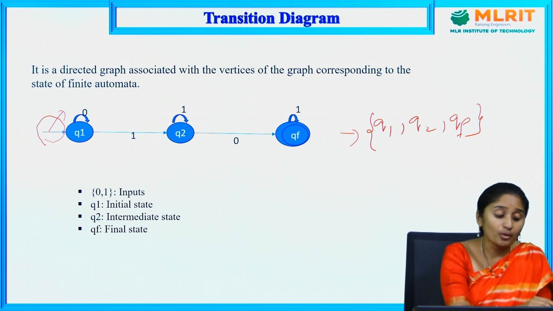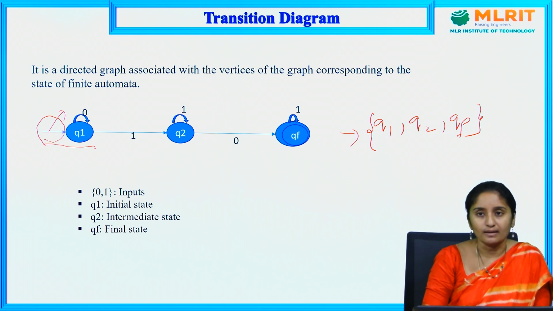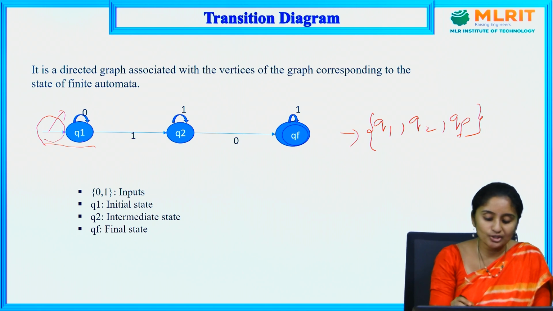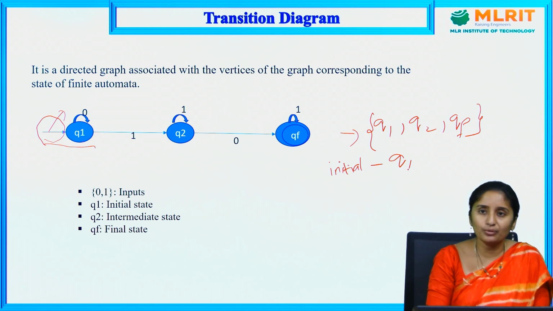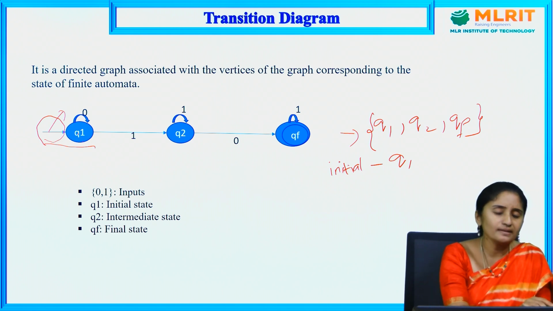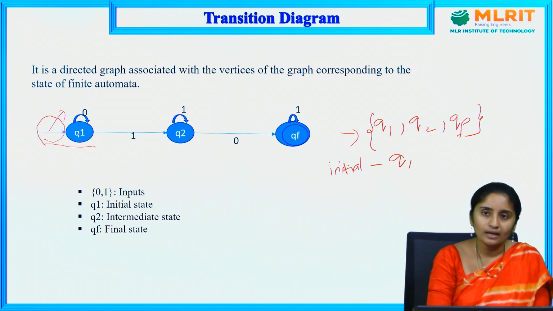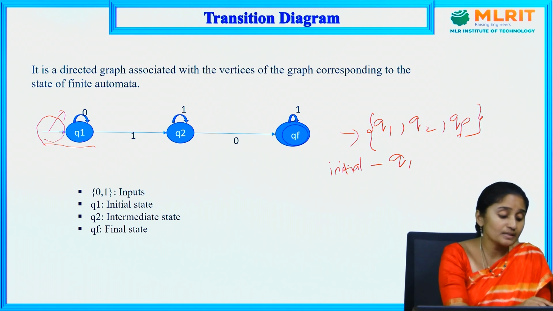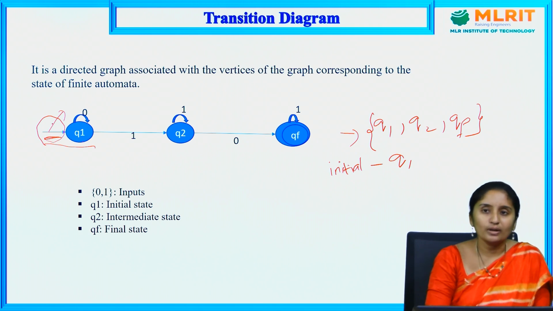The initial state points to the first state. So here, what is the initial state I am having? The initial state is Q1. Why? Because the starting state itself we are going to call the initial state. And how is it represented? There will be one edge with no input on it. Look here, there is one edge with no input on it.